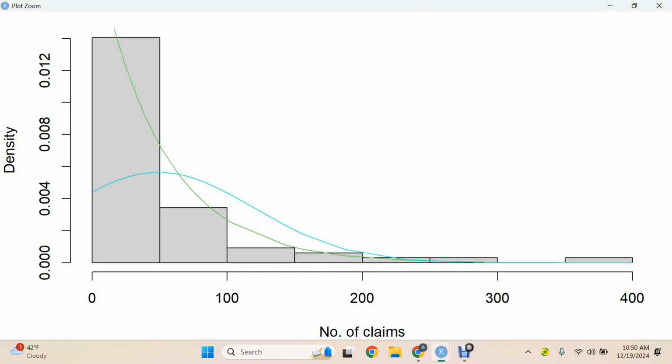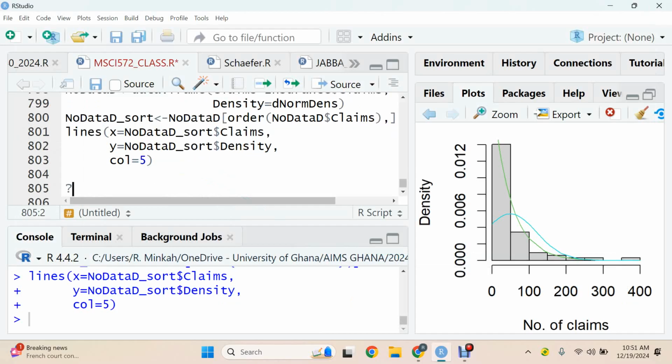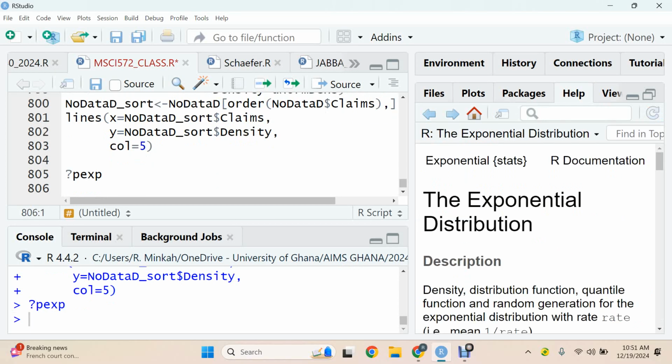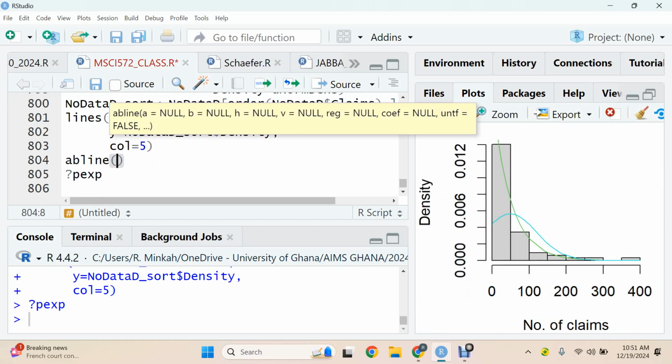Take your time. Look at this. This is what I'm trying to show. So abline is a horizontal or vertical line. So I want a vertical line at 300.